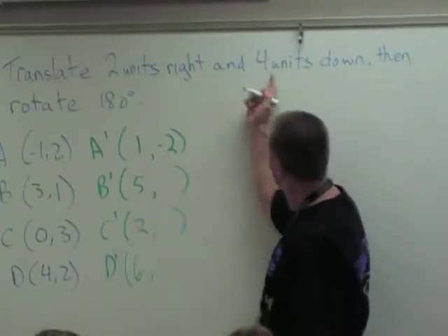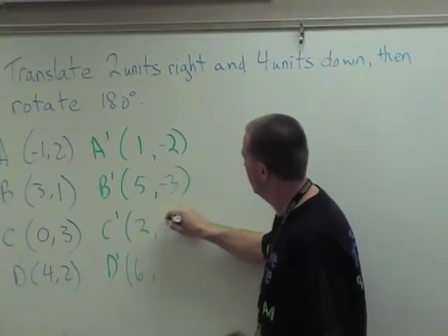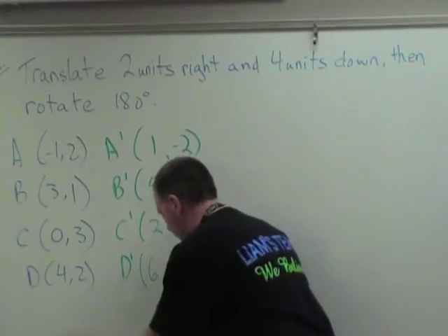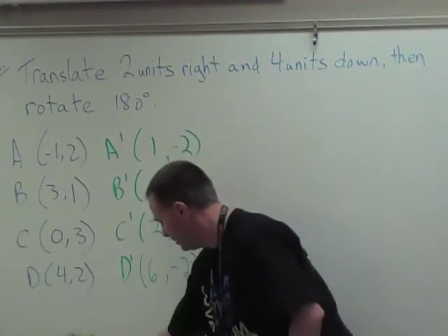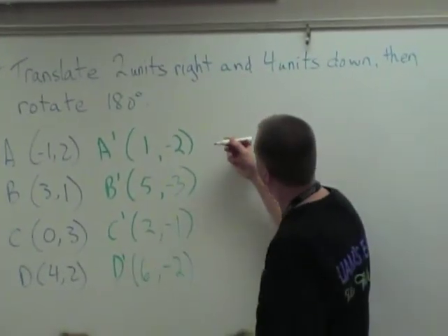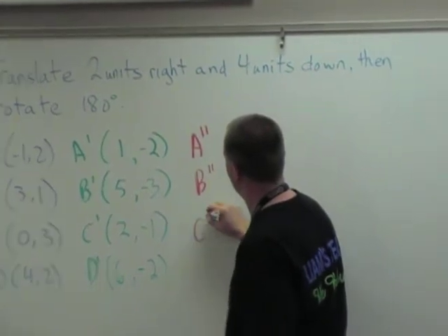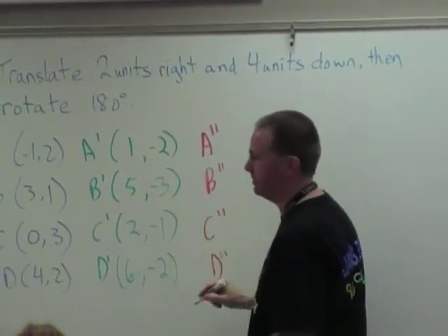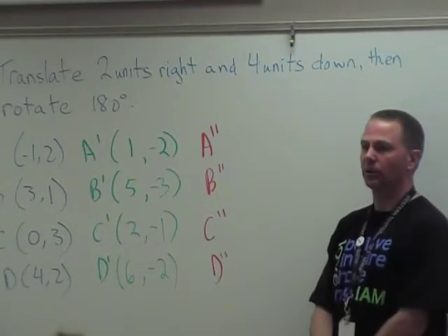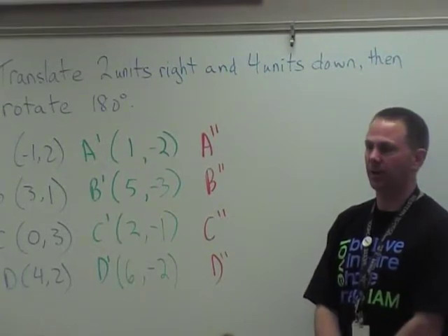The y's, I'm subtracting 4. 1 minus 4 is -3. 2 minus 4 is -1. And 2 minus 4 is -2. All right, so that's the primes. Now I'm going to rotate these. So who can tell me what the rotation rule is for your x's and your y's? By show of hands, who knows the rotation rule? I know I'm kind of going fast for you to write, but anybody remember that?